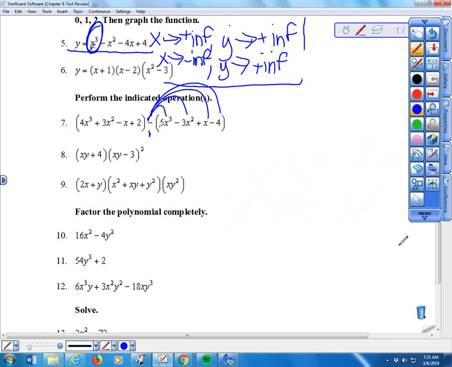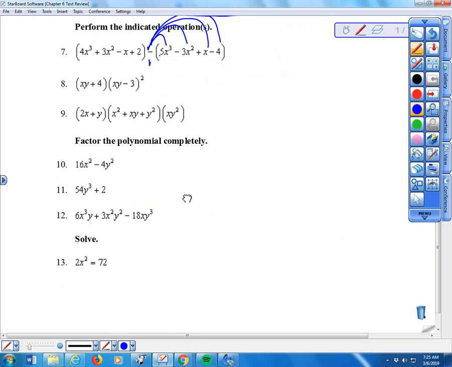All right, next problem. Before I can multiply these together, I have to apply the exponents. Remember, exponents come before multiplication. Okay, so I know I've got this xy plus 4. I'm going to handle that later. I'm going to handle this xy minus 3 squared.